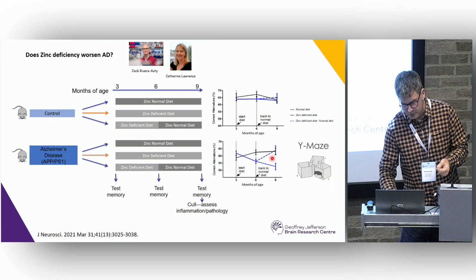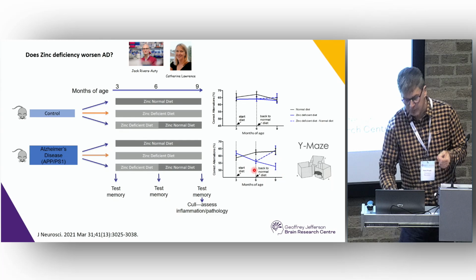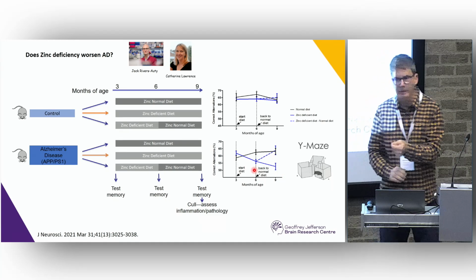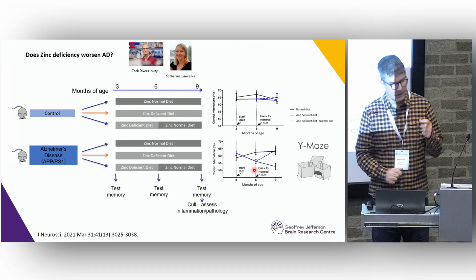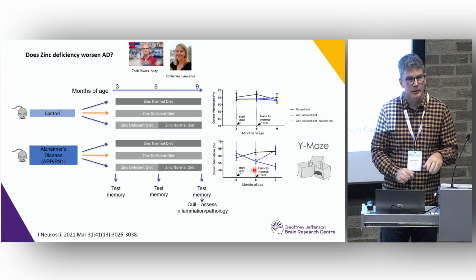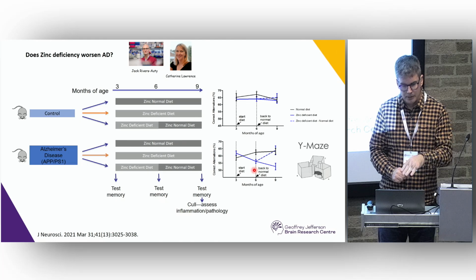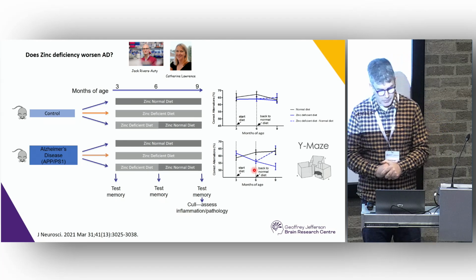And this was reversible. So when we put them on the zinc-deficient diet for 3 months and then put them back on the normal zinc diet, the memory was recovered, suggesting that the zinc deficiency is accelerating a cognitive impairment or a memory impairment in these animals.